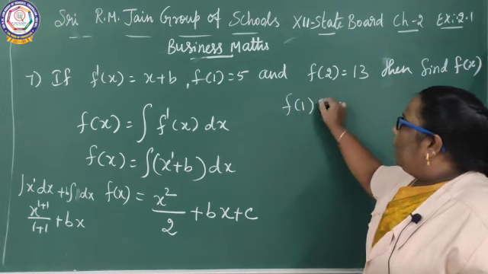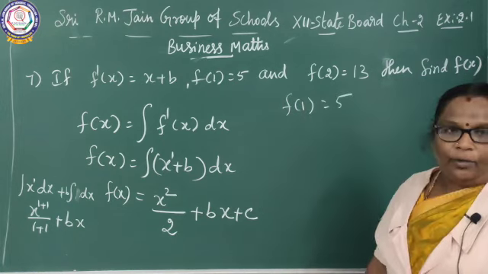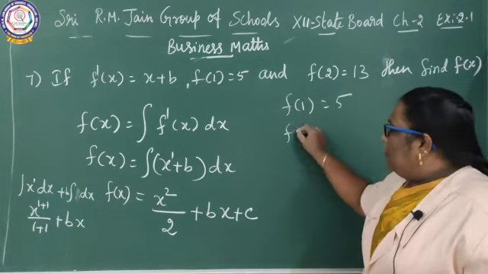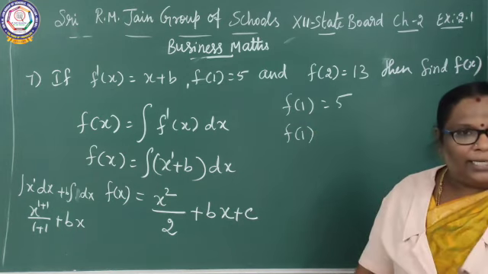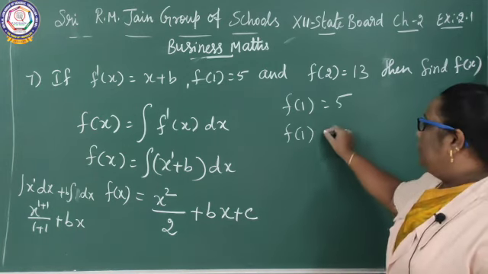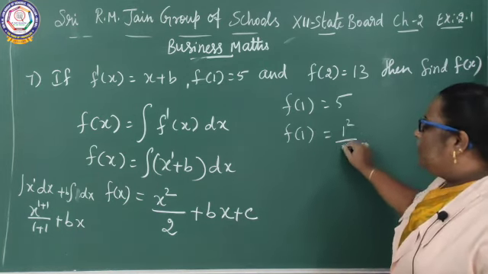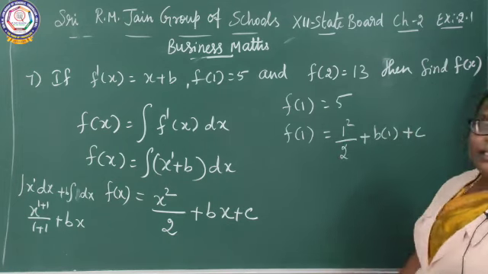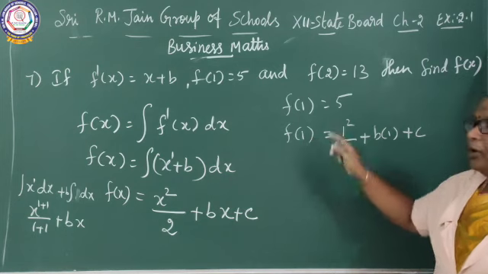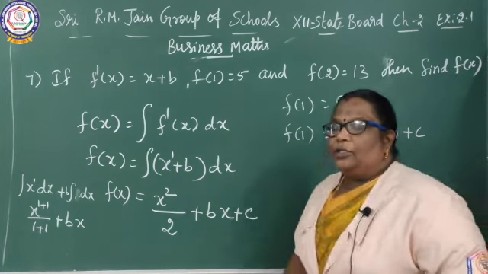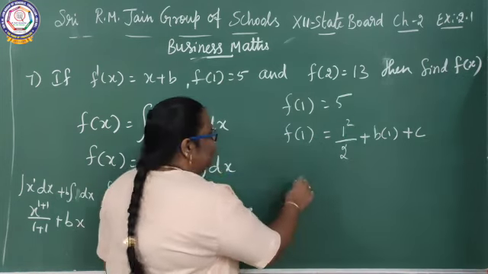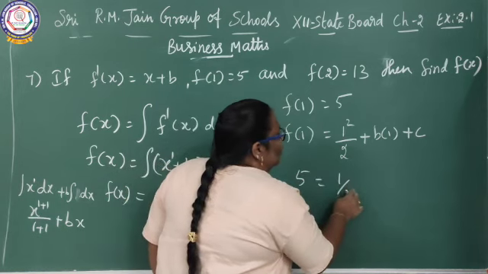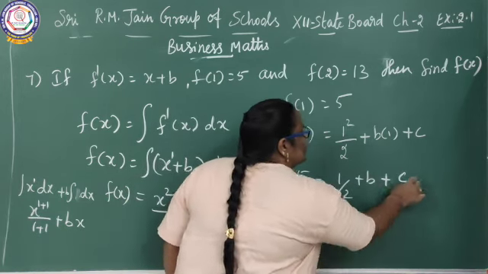f of 1 equal to 5. You substitute 1 in the place of x. It gives 1 squared by 2 plus b into 1 plus c. So what is the value of f of 1? 5. So 5 equal to 1 by 2 plus b plus c.